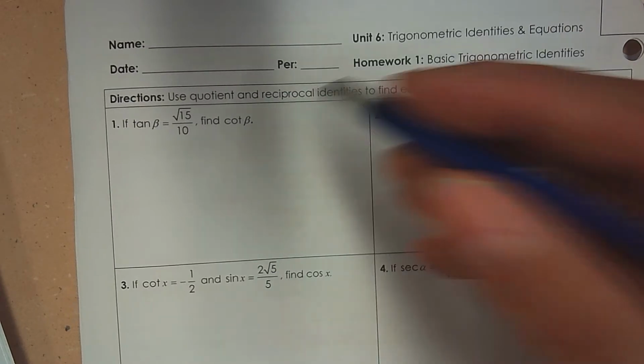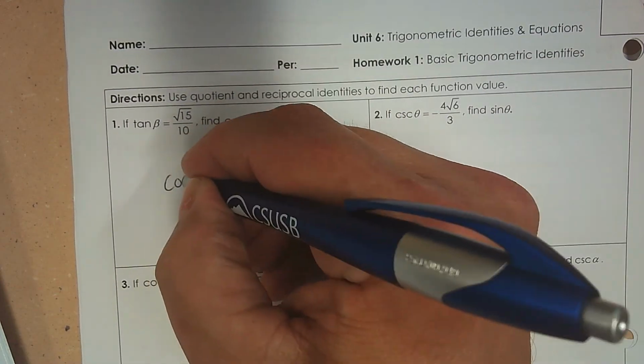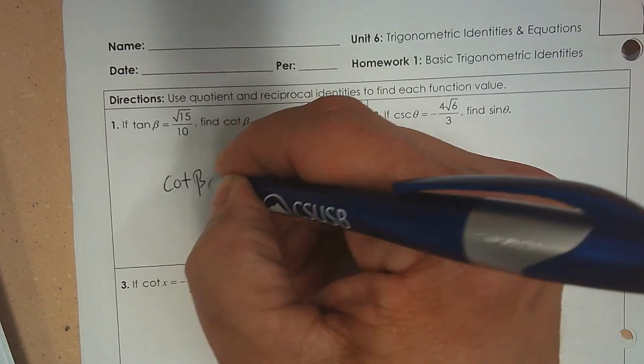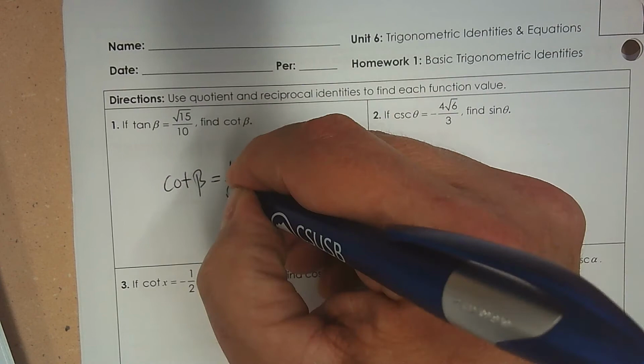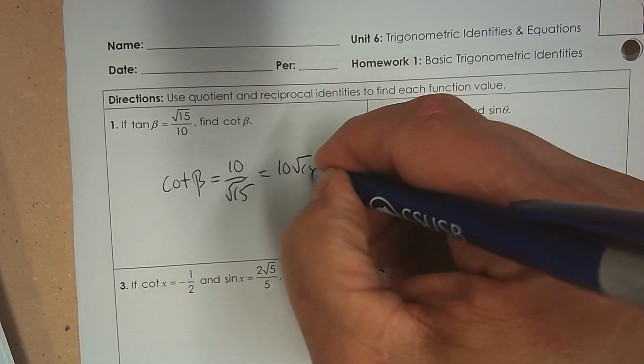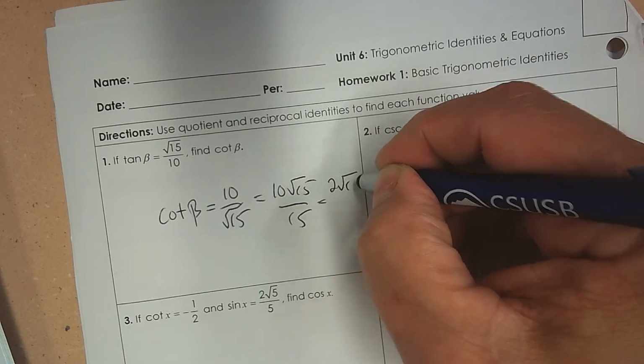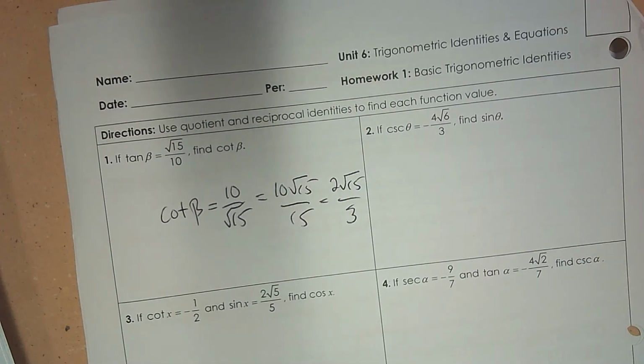So what would cotangent be? What identity would I use? The easiest identity is the reciprocal identity, so that tangent and cotangent are reciprocals of each other. So there's the reciprocal. You can rationalize it, you can simplify it down, and you have your answer.